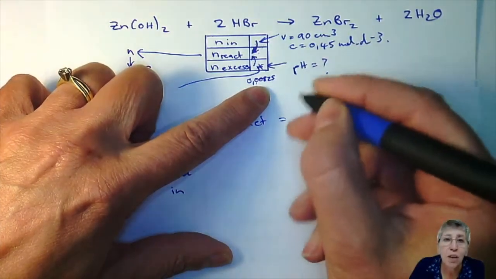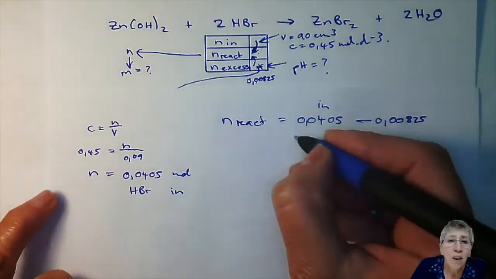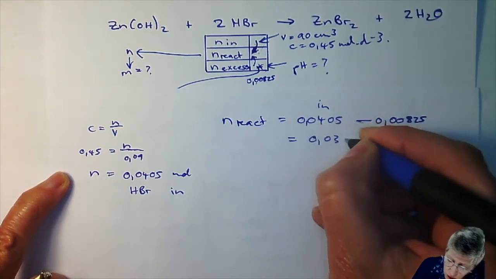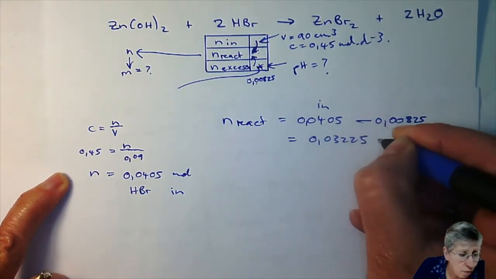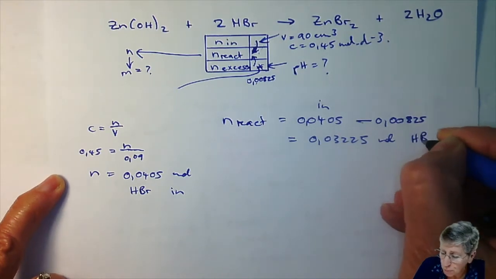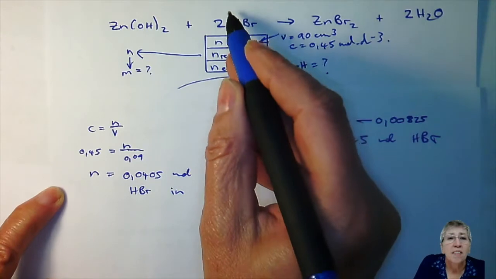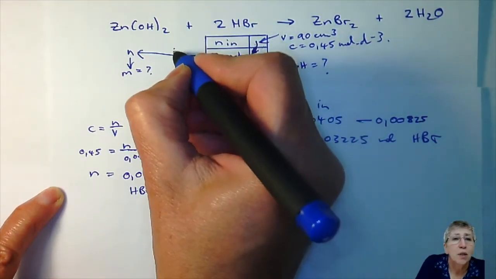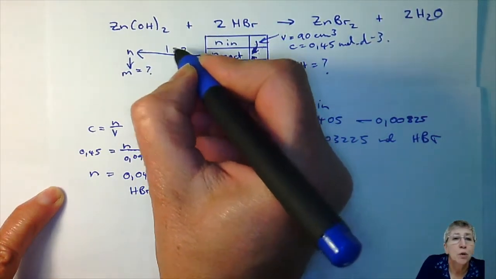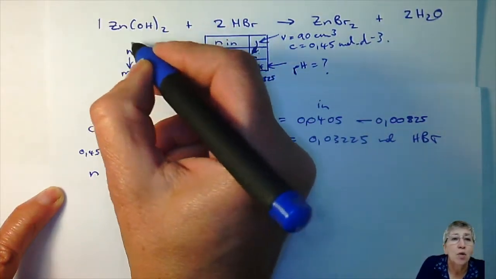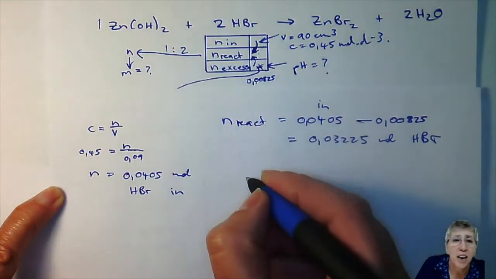0,00825 is left over afterwards. Right, and if you subtract that, you will end up with 0,03225 moles of HBr that are reacting over there. And that is going to tell me, when I use the ratio 1 to 2, how many moles of zinc hydroxide is reacting.